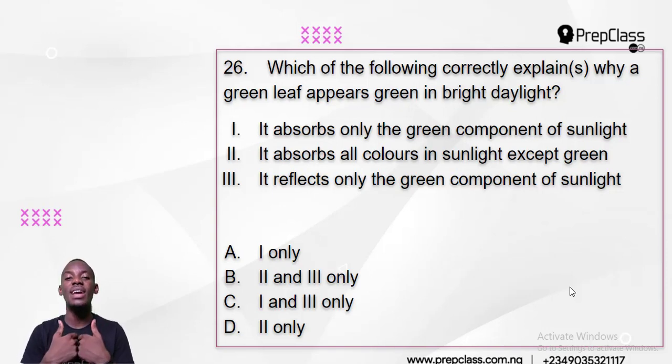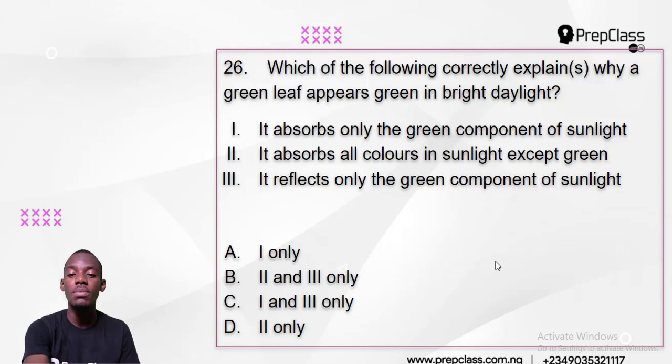But what if I have a red cloth on? The red cloth absorbs all colors and reflects only red. That's why I see the cloth as red. It's not really because it is just the color red. The reason is that it absorbs all colors and reflects red, and that's why I can see red.